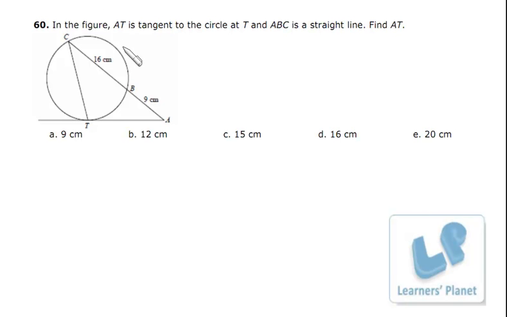Very simple problem. In the figure, AT is a tangent to the circle at T and ABC is a straight line. Find AT. Okay, we'll be using the tangent secant theorem. So AT square is equal to AB into AC. Right? AB is 9. AC is 9 plus 16, that is 25.